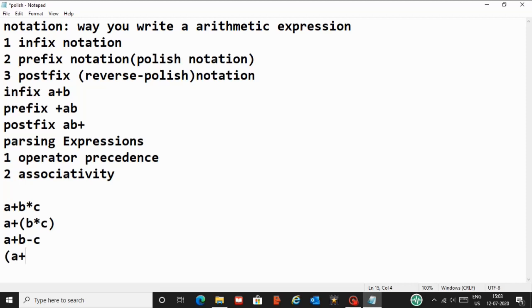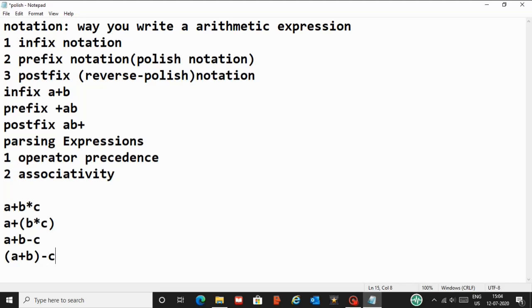A plus B would be evaluated first and then minus C, because both are left to right associative. If I have A minus B plus C, then A minus B would be evaluated first and then plus C. Getting it? Hopefully you have got it.